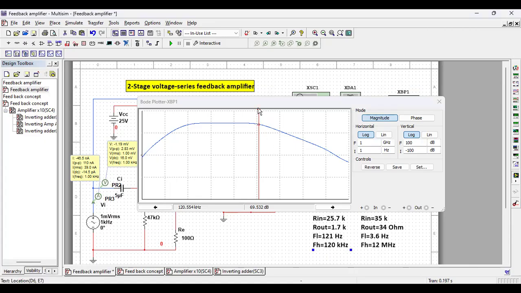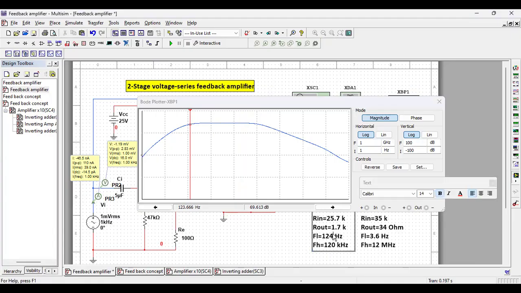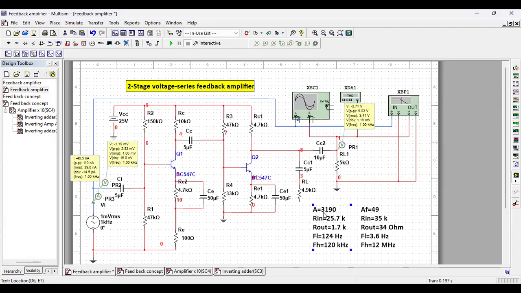And lower cutoff at 69.5 is 124 hertz. So lower cutoff shows 124 hertz. Gain and output impedance we have to measure. If we have to measure output impedance, then we should.